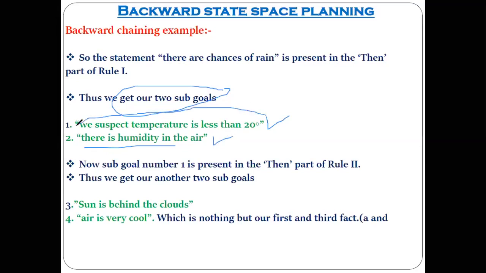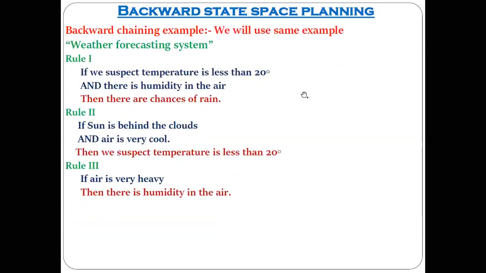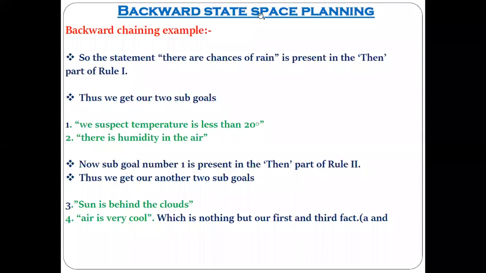Now again, you have to check in which then part of the rules these facts are available. Remember these two facts: we suspect temperature is less than 20 and there is humidity in the air. In the then part of the rules, we have to see where they are written. All of you there?